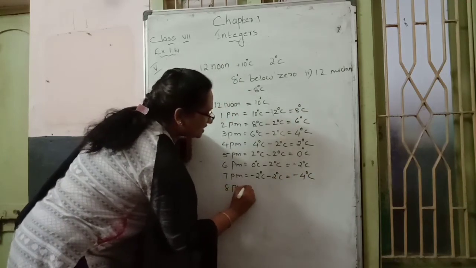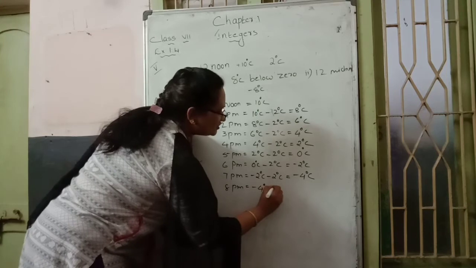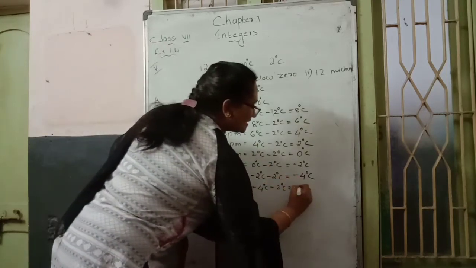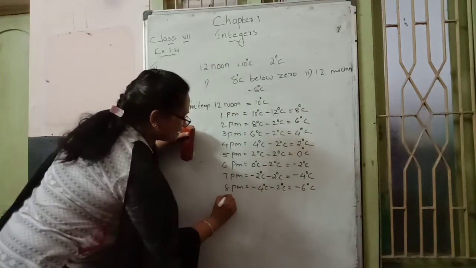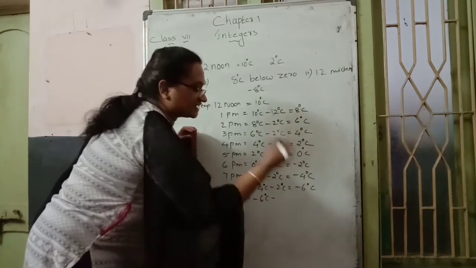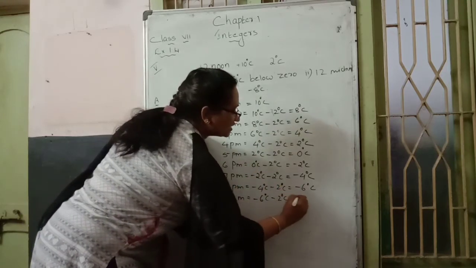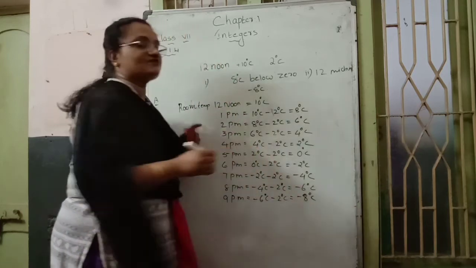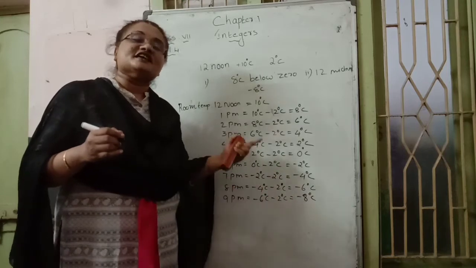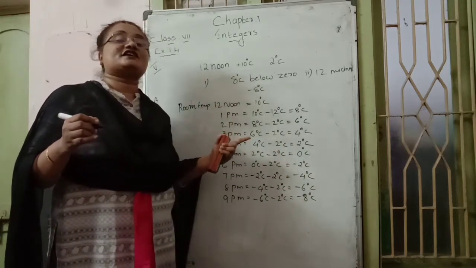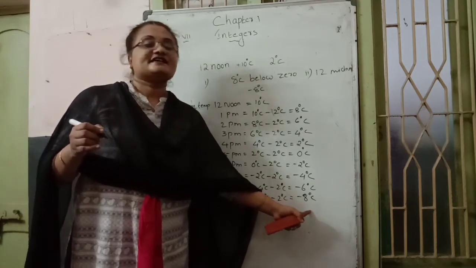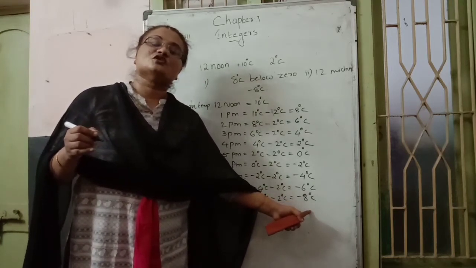8 p.m. it becomes how much? Minus 4 degrees Celsius minus again 2 degrees Celsius reducing means it becomes minus 6 degrees Celsius. 9 p.m., what is the room temperature? Minus 6 degrees minus again 2 degrees Celsius reducing, so we can say that at 9 o'clock the room temperature becomes 8 degrees below the 0 degree. Below 0 degrees means it is represented as minus 8 degrees. That is the first part of the question.